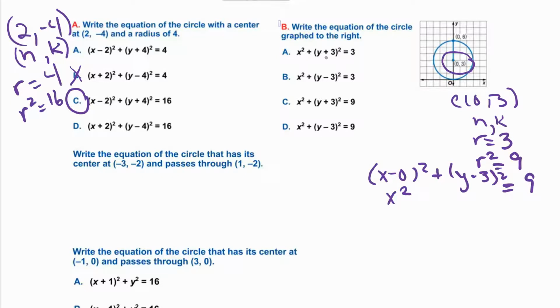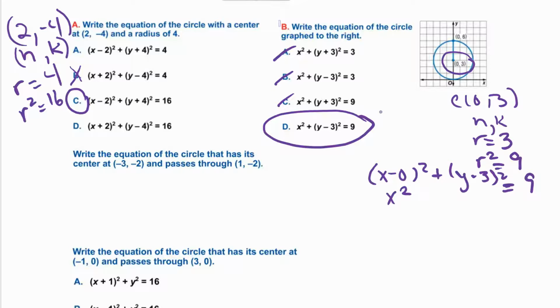A has x squared and y plus 3 and just the radius, so it doesn't work. The next one has the y minus 3, but again, it's just the radius and not the radius squared. C has y plus 3, so that doesn't work. So D is the answer. x squared plus (y - 3) squared equals 9.